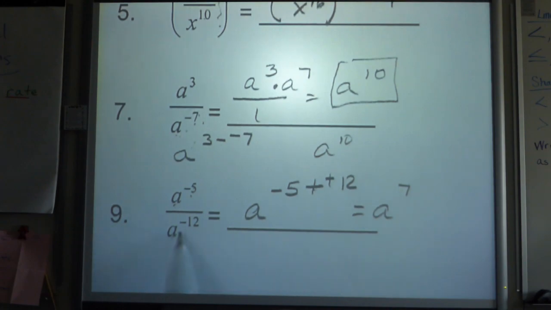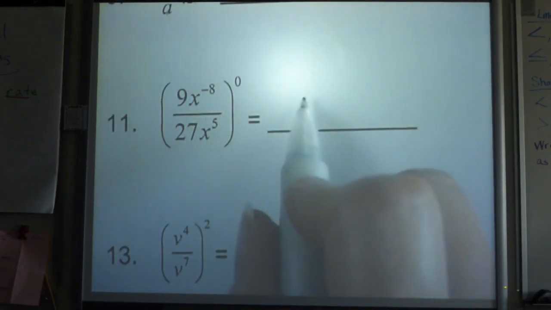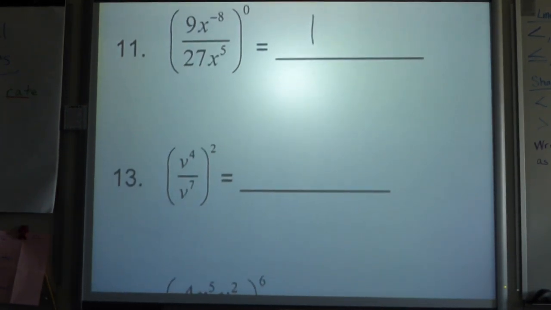All right, and then alternatively, you could take all these a's, put them in the numerator. It'd be a to the positive 12th, and then you would use the power of products property. Anything to the 0 power is 1. Okay?